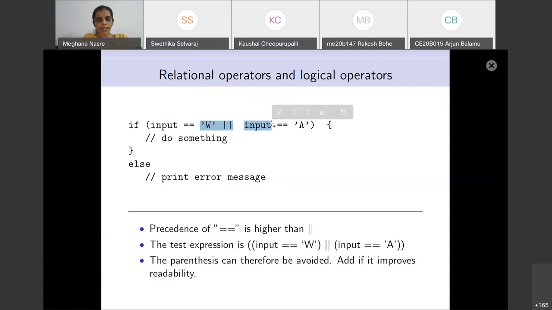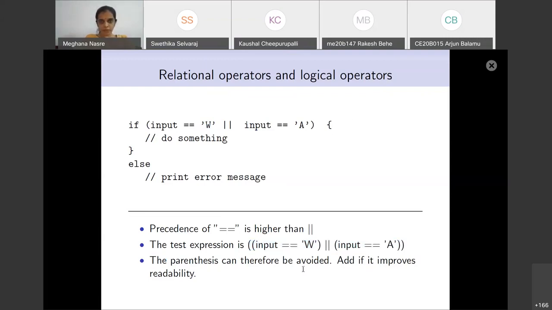So what I want to say is this will not be evaluated as W or input and do something else, right? That is not the way it gets evaluated. It gets evaluated the way we want. Just that I want to bring this out. Why can these parentheses be avoided? Because the precedence of equal to is higher than or. But this is the intended statement, and we can also write it this way if you think it helps.